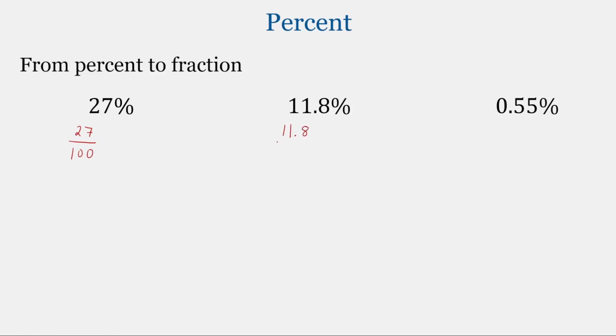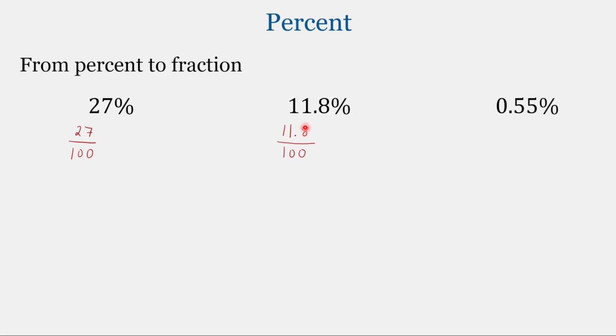Looking at the percent 11.8, we're going to take that number, 11.8, and we'll put that over 100. Now mathematically this is okay. We have a decimal within a fraction, but that's kind of bad form. So let's get rid of this decimal. And we have one decimal place. This is in the tenths place.